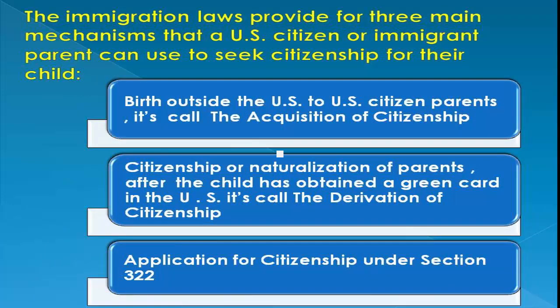The immigration laws provide for three main mechanisms that a U.S. citizen or immigrant parent can use to seek citizenship for their child: birth outside the U.S. to U.S. citizen parents, called the acquisition of citizenship; and citizenship or naturalization of parents after the child has obtained a green card in the U.S., called the derivation of citizenship and application for citizenship under Section 322.